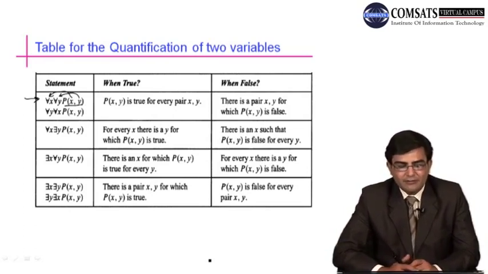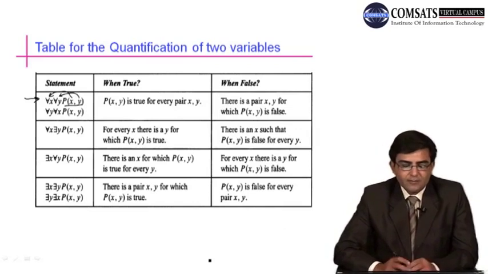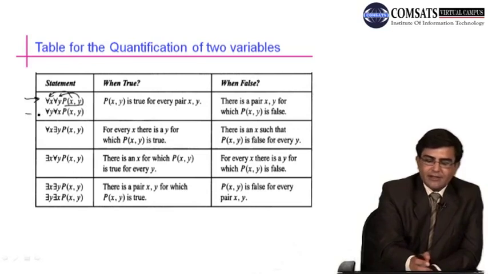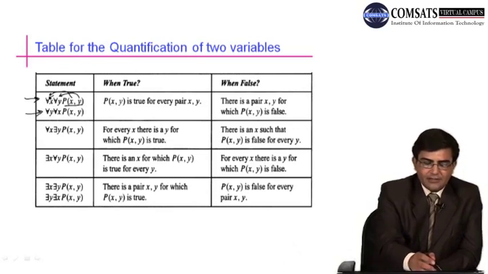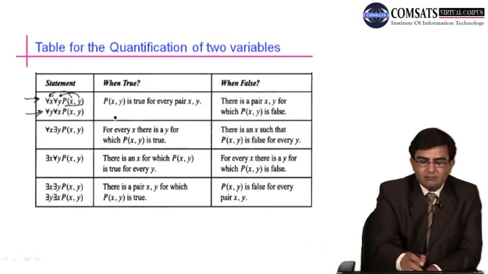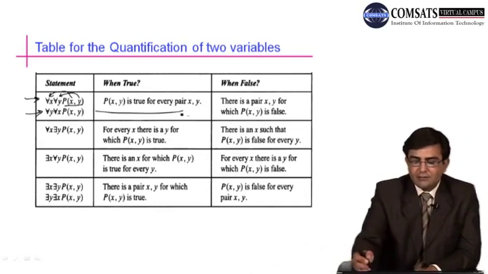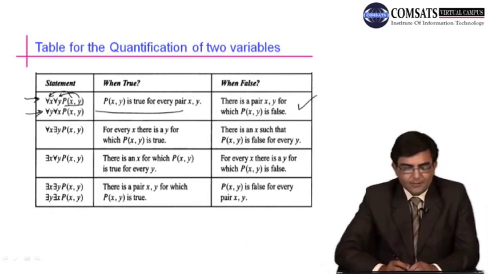And this statement will be false if we can find some pair x and y for which this predicate P(x, y) is false. So this predicate will be false if at least one pair we can find for which P(x, y) is false. Now similarly, this statement is for all y, for all x. We have just interchanged the places of x and y. This will remain true in the same case and remain false for the same case.